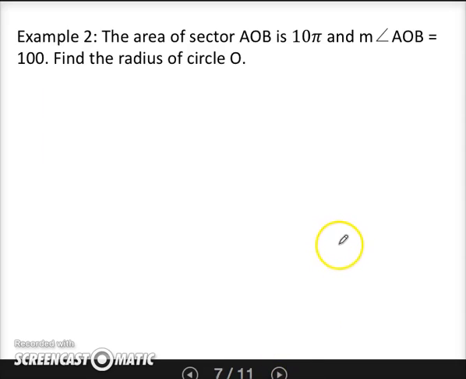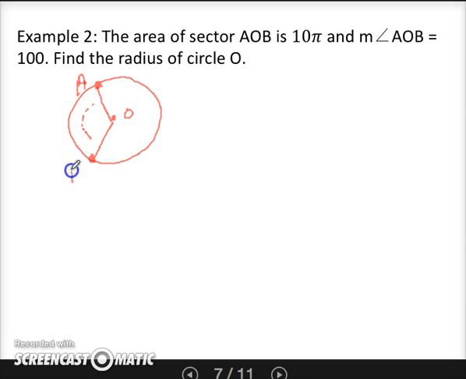Let's do another example problem. We're told that the area of sector AOB, okay, let's draw a circle again, and we're going to make this sector using point A on the edge, O in the center, and this time we're given that the measure of AOB is 100. So we want to go around the circle a little more than 90 degrees.